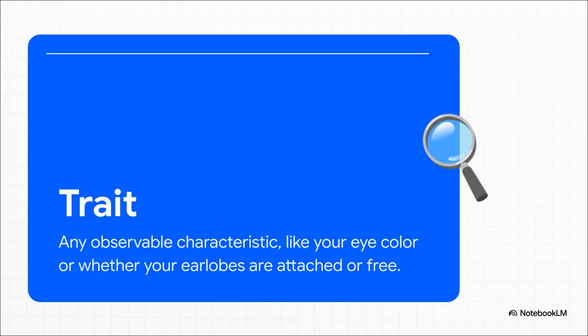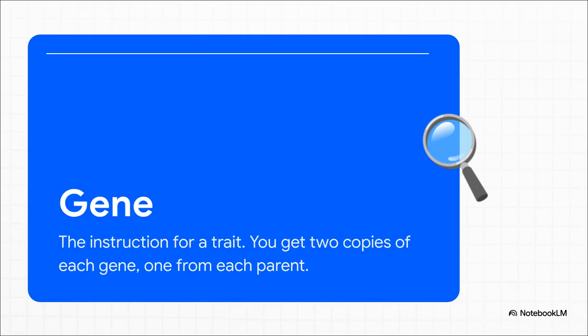Your eye color, that's a trait. Your hair texture is a trait. Even something you might not think about, like whether your earlobes are attached to your head or hang free, yep, that's a trait too. So what's controlling these traits?